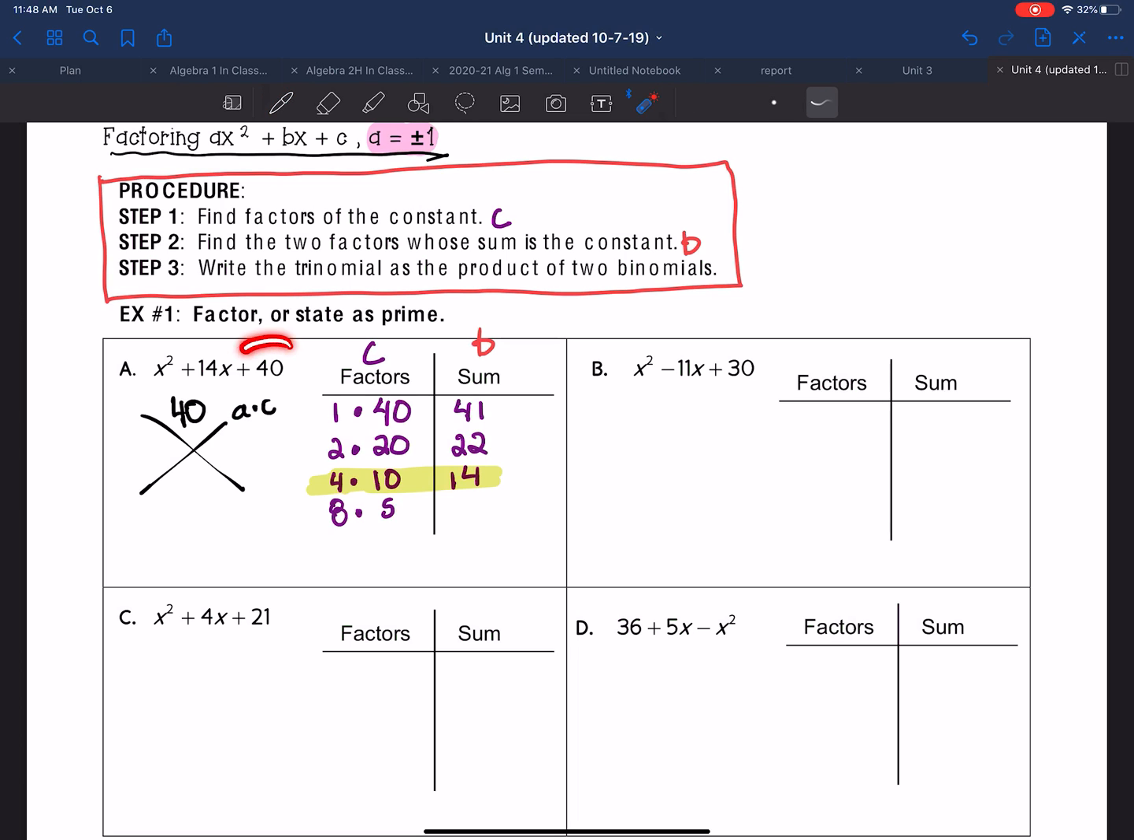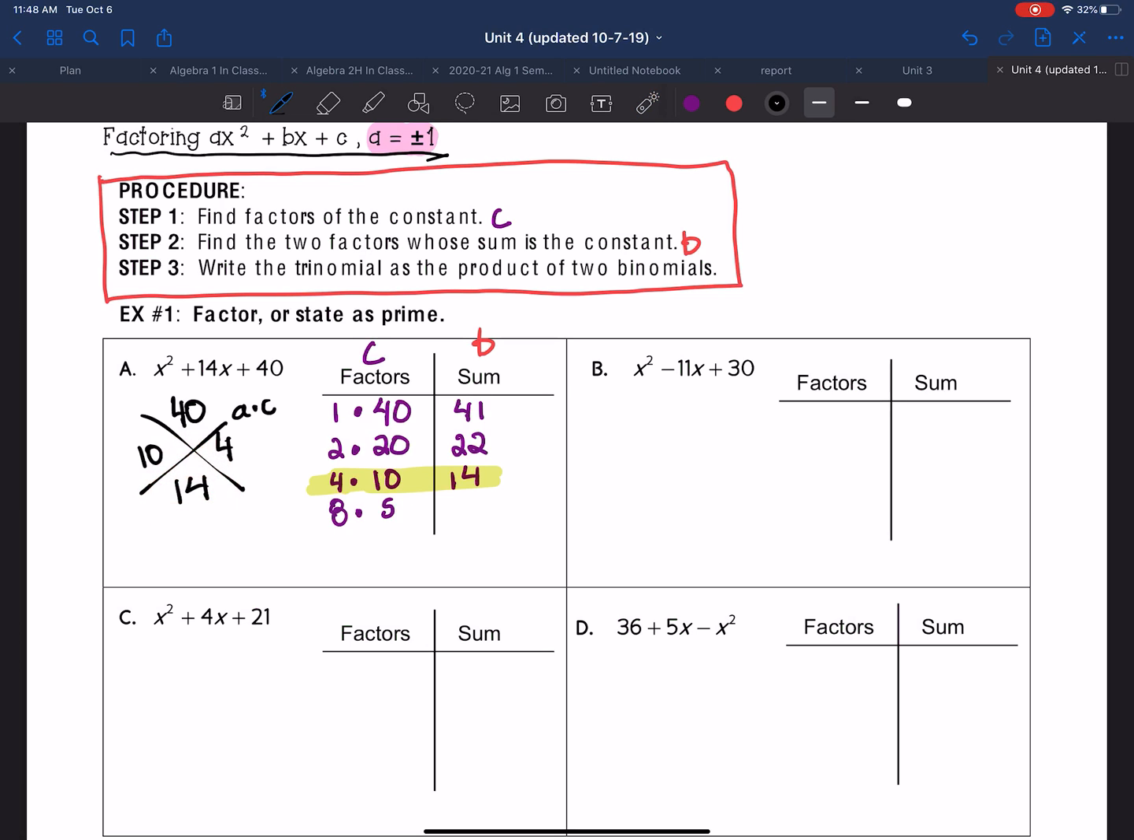Because we're looking right here at the c value. Since a is 1, a times c is always just going to be the c value for these examples. But we're looking for factors of 40 that add up to that 14 value. So the factors that worked here were 10 and 4, okay? Because once again, if we take 10 times 4, that gives us 40. And if we take 10 plus 4, that gives us 14. So those are the factors we want.